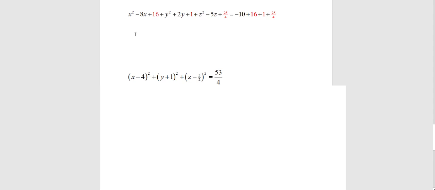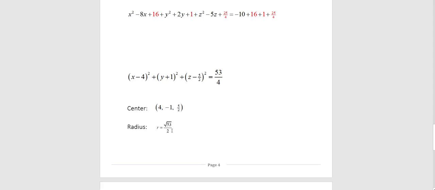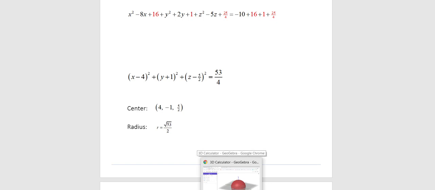Maybe I've been off the camera here a little bit. So we have here (x minus 4) squared, (y plus 1) squared, and (z minus 5 halves) squared is 53 over 4. Center filled in. Radius, root 53 divided by, where'd the 2 come from? Oh yeah, the square root of 4 is 2. Okay, we're close. I'm just going to power through here.